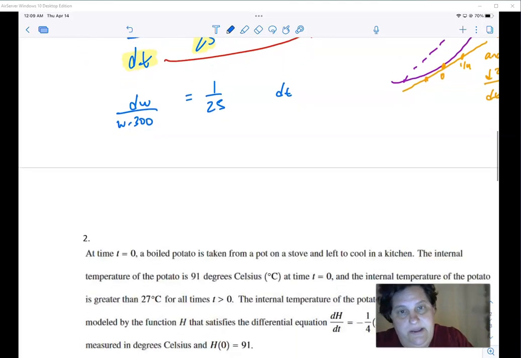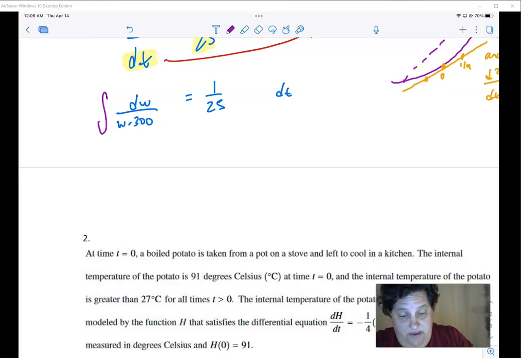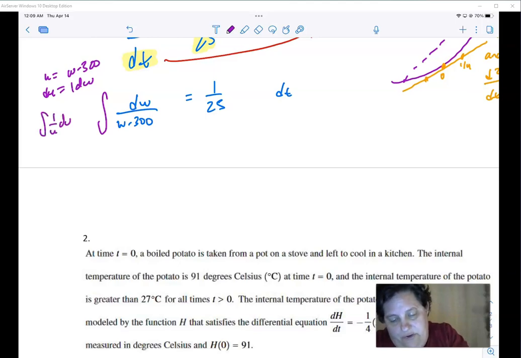And now I'm in a position where I can take the integral, separating the variables to find w, all right? Okay, check this out. Let's do this side first. Technically, this is a u sub, right? u is w minus 300. du is 1 dw. What that means when you get du is 1 dw is you don't have to put anything on the outside. So we can just integrate this like normal. What would the integral of 1 over u be? ln of u. So this would be the ln of w minus 300. Okay?